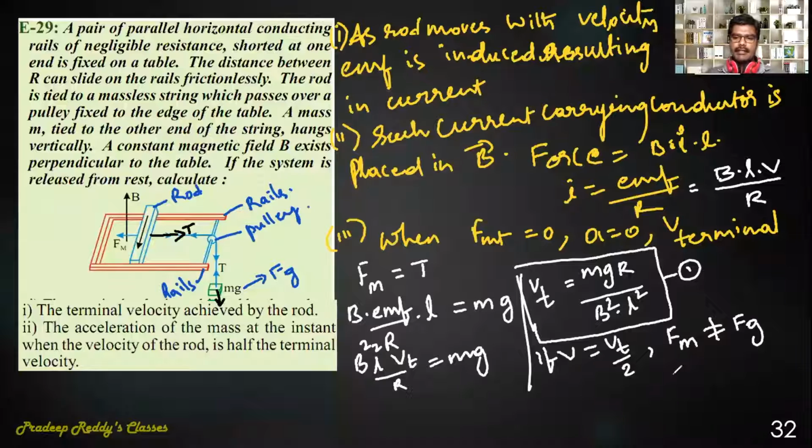So simply I can write F net is equal to mg minus Fm, where Fm is the magnetic force and g is acceleration due to gravity. The magnetic force equation we have got is B square L square Vt divided by R, that you need to substitute here.